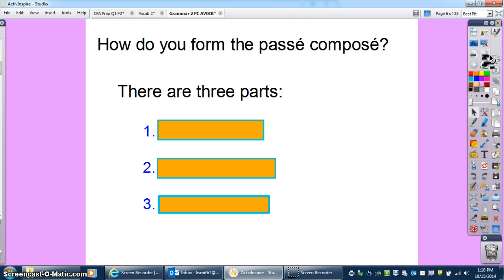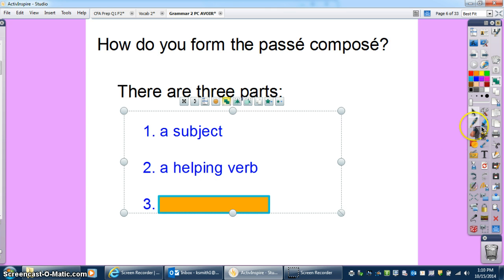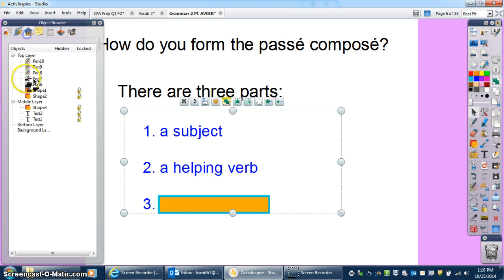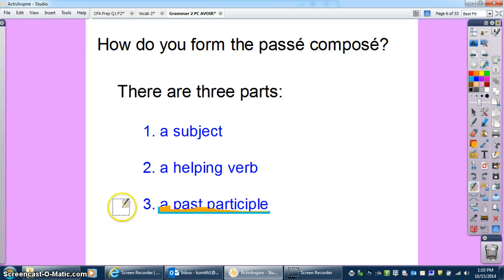Okay. So to form the passé composé, we need three parts. So our first thing that we need is a subject. So I, he, she, it, they, but a subject. After your subject, you need a helping verb. And we'll talk about what that is here in a second. And then the third piece we need is the past participle. Okay, the past participle.